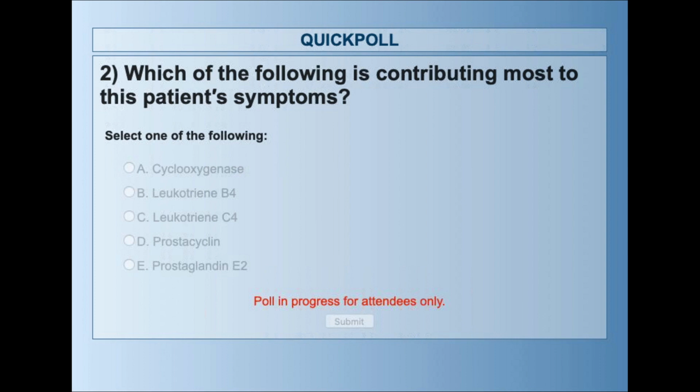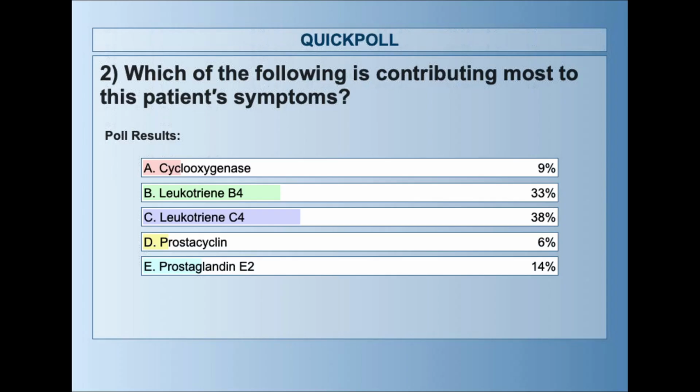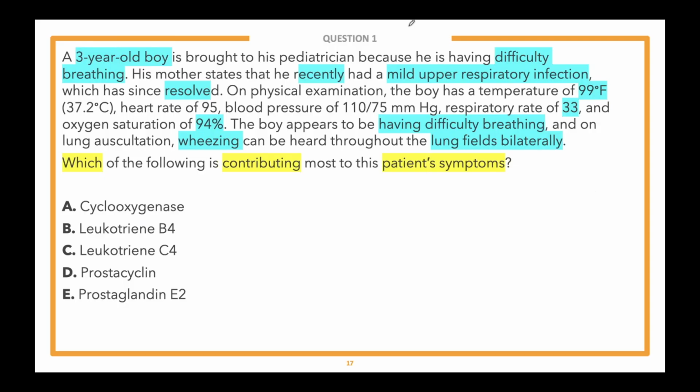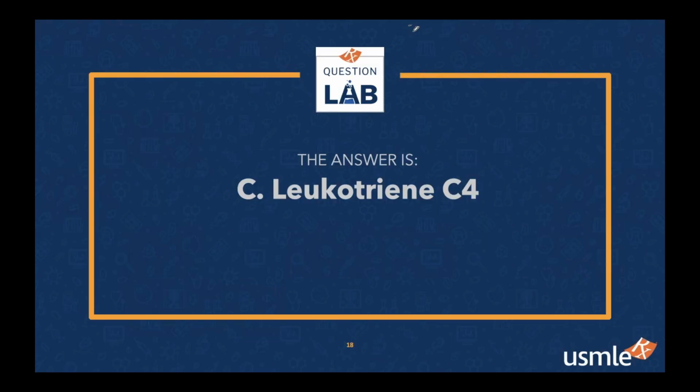All right. Well, let's take a look and see what you selected. It was close. 38% of you selected leukotriene C4 and 33% of you selected leukotriene B4. Let's take a look and see what the correct answer is. And the correct answer is C, leukotriene C4. And 38% of you got it right. So another challenging question. Let's pay attention to Baruch now so he can explain it to us. Baruch.